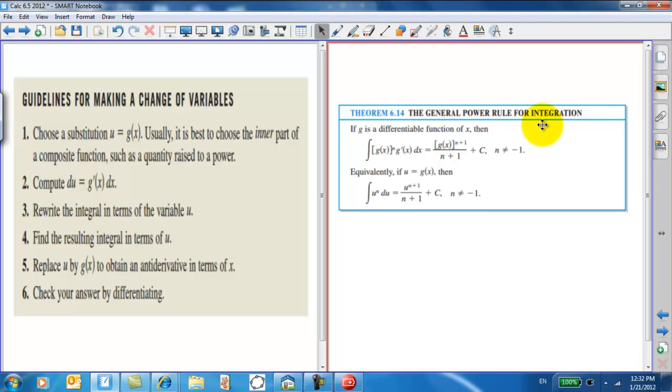And here's the general power rule for integration. This is a typical example of a substitution where you've got some inner function raised to the n. So take the antiderivative, you want to go g of x to the n plus 1 divided by n plus 1 plus c. But you've got to make sure that g prime of x is there inside the integral as well.